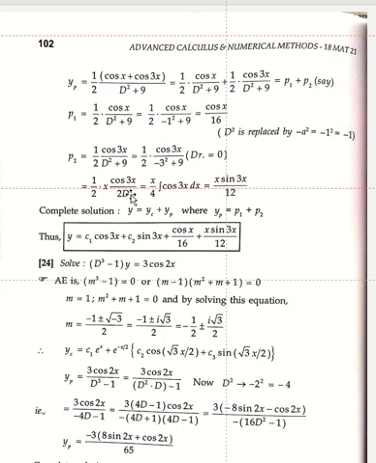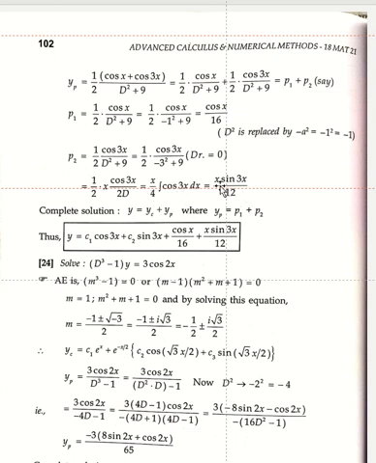Cos 3x divided by D. What is 1 by D? 1 by D is the inverse differential operator, that is, the integration. The integration of cos 3x dx, with x by 4 written as it is. What is the integration of cos 3x? Sin 3x divided by 3. So x into sin 3x divided by 3, and 3 into 4 is 12.